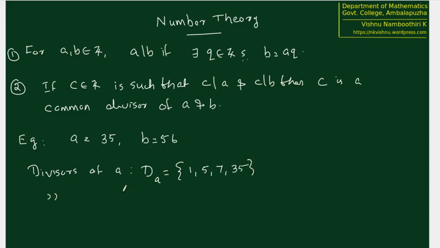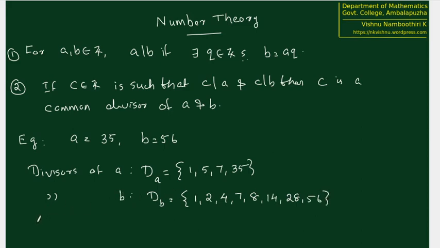Similarly, divisors of b are dB. So these elements are for 56: 1, 2, after that 4 is there, 7 is there, 8, 14, 28, 56. These are the divisors of B.